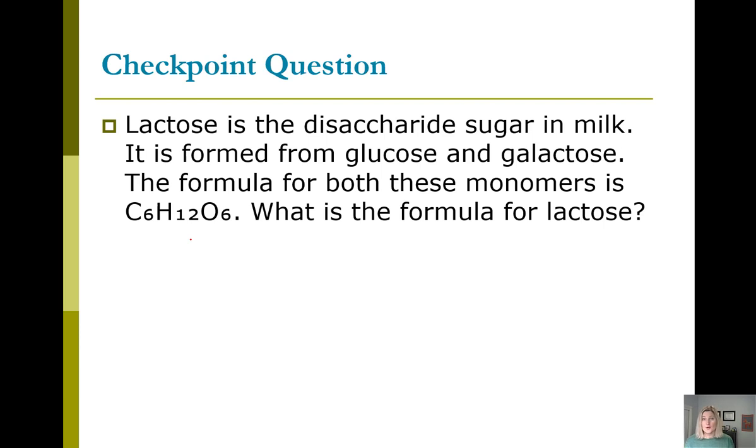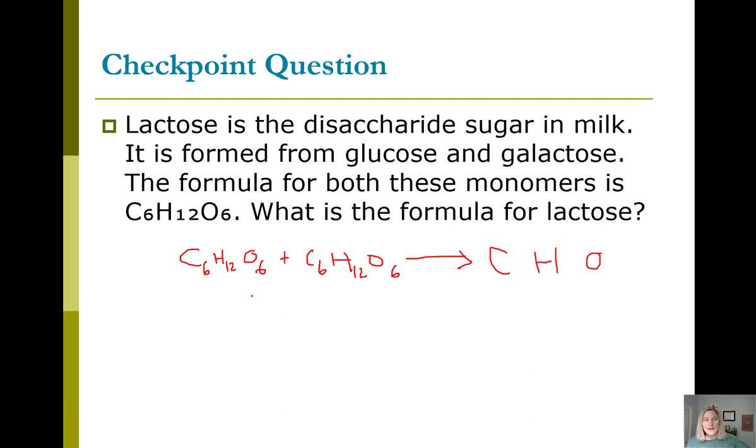So sometimes it helps to write it out. Okay, so if we have glucose, it is C6H12O6. Sorry, I'm doing this with a mouse, so my writing's kind of bad there. And galactose has the same formula, C6H12O6. Okay, so we're going to undergo a reaction to form lactose. We know lactose is a carbohydrate, a disaccharide, so it's going to have that C, the H, and the O. We just need to figure out the numbers there.